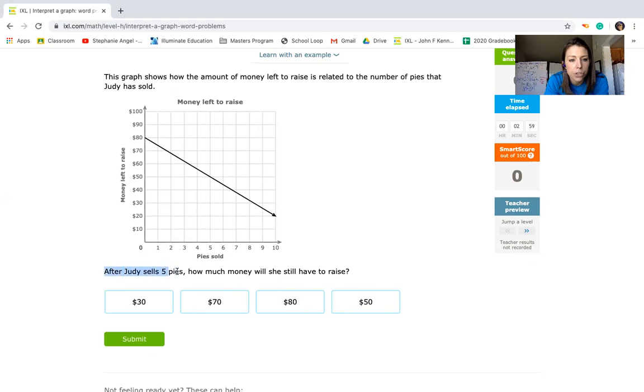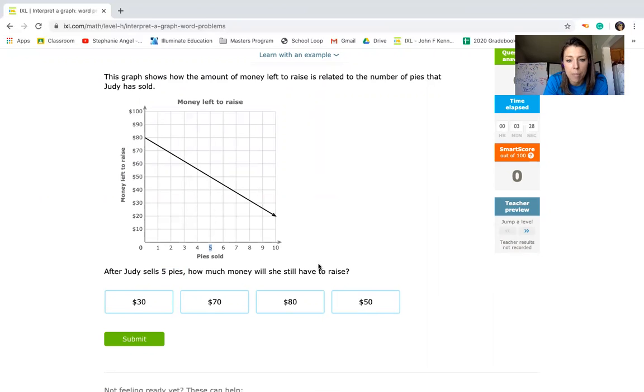So take a look here. After Judy sells 5 pies, how much money will she have left to raise? So we're given this information, 5 pies. Am I going to look at these numbers over here if I'm given 5 pies? I don't think so. I'm going to look at the axis that shows me pies. So I'm going to where it has 5. So this shows me this is where Judy sold 5 pies. Just like the example, I'm going to trace that up to the graph until I hit a point on the line.